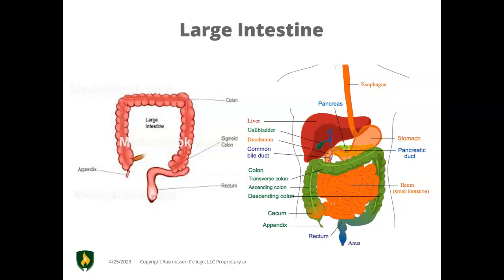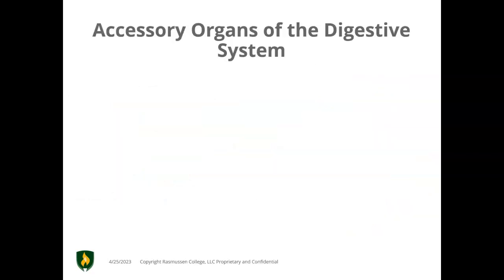So now we have discussed the entire GI tract. Let's discuss some of the accessory organs of the GI tract. Although the liver, gallbladder, and pancreas all lie outside of the GI tract, they all play a vital role in the proper digestion and absorption of nutrients.